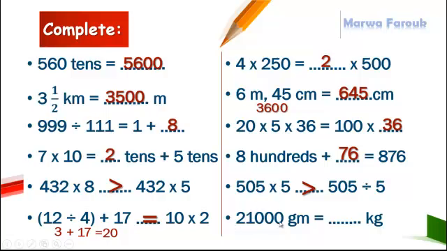Here 21,000 grams equals how many kilograms? When we are converting from gram to kilogram, we are going to remove the 3 zeros. So the answer will be 21 kilograms.